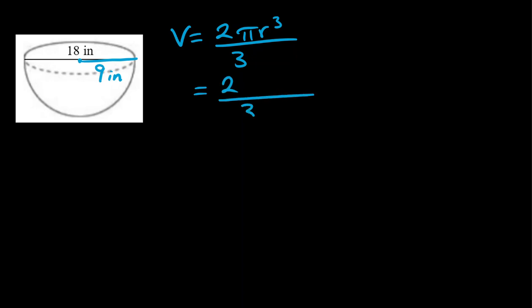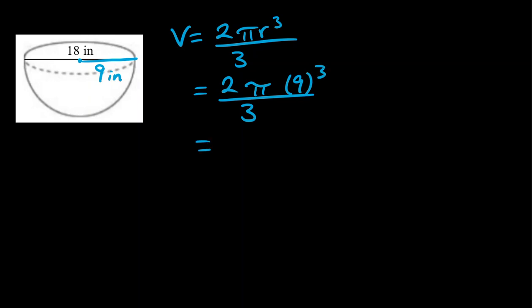Let's try the next example. It says here we've got a hemisphere with a diameter of 18 inches. Well, the volume of a hemisphere is 2 thirds pi r cubed. I'm going to need the radius. The radius is always half of the diameter, so our radius is going to be 9 inches.